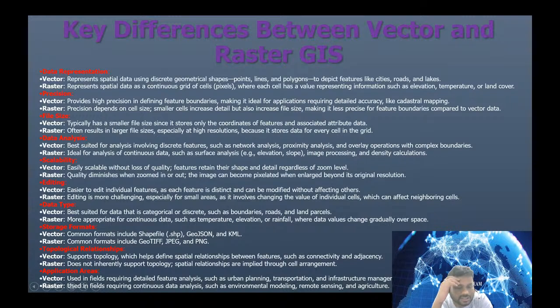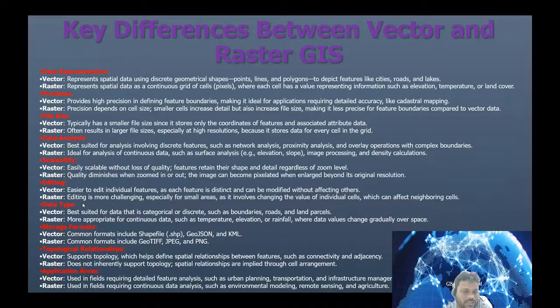Data analysis: vector is best suited for analysis involving discrete features such as network analysis, proximity analysis, and overlay operations, and raster is ideal for analysis of continuous data such as surface analysis, elevation, and slopes. So raster is ideal for continuous data, that is floating type data like temperature and rainfall, because it's in decimals. Vector is called a discrete data set. Editing: it is easier to edit in vector, but raster editing is challenging. Data type: vector is best suited for categorical, discrete data, and raster is preferred for continuous data.